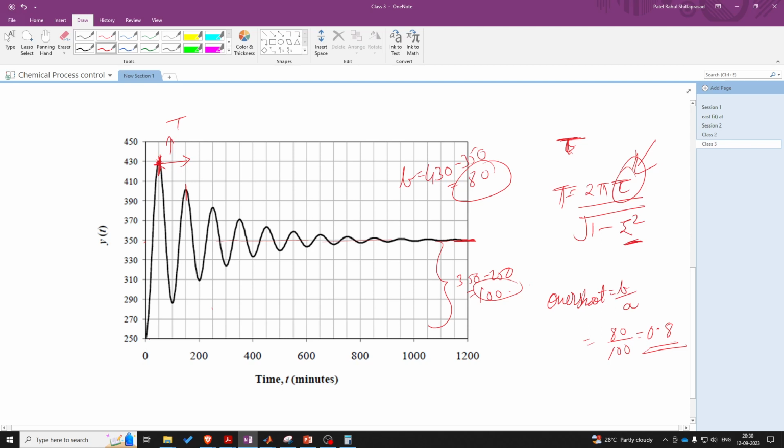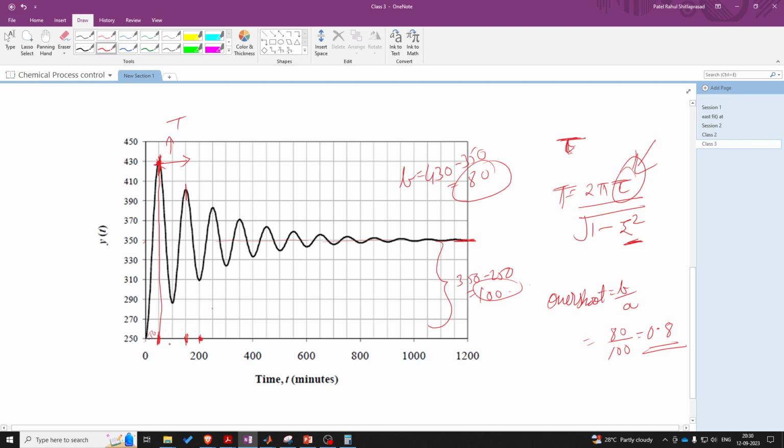So we can see that this time period of oscillations is this part and this part. So this is 0 and this is 200. And since we have 4 segments between them, each segment is of 50.